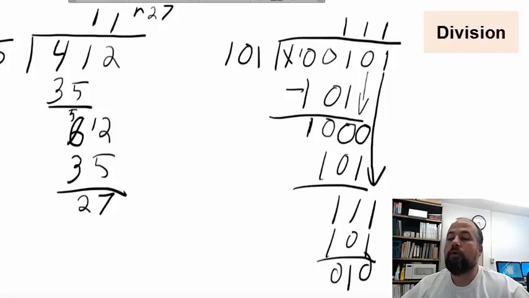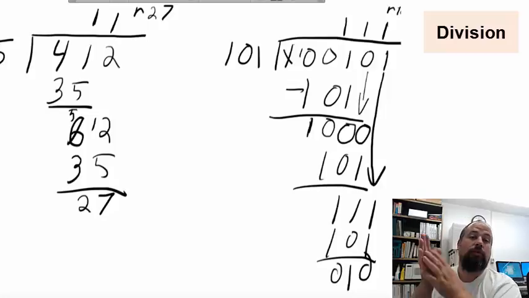So the answer is 7 with a remainder of 2. So I should put this up there. Remainder, running out of room, 1, 0. Which 1, 0 in binary is 2.